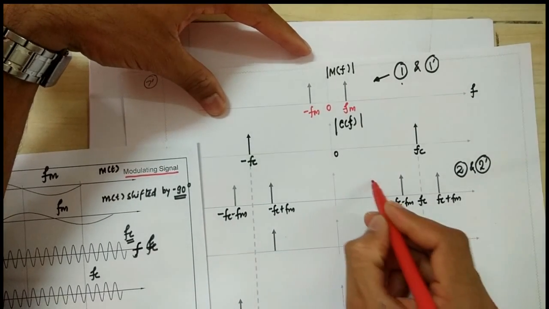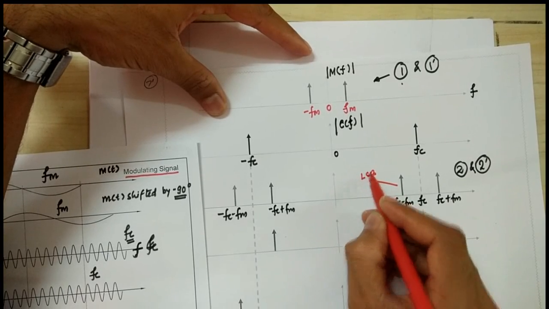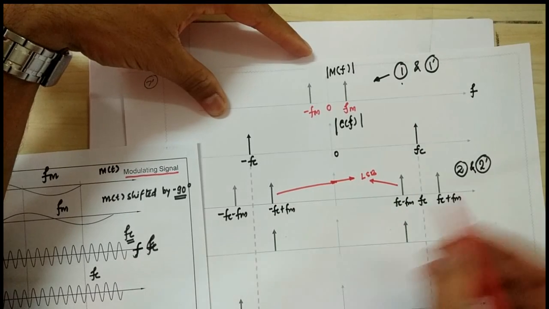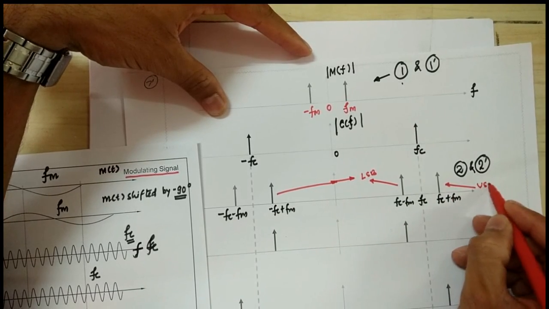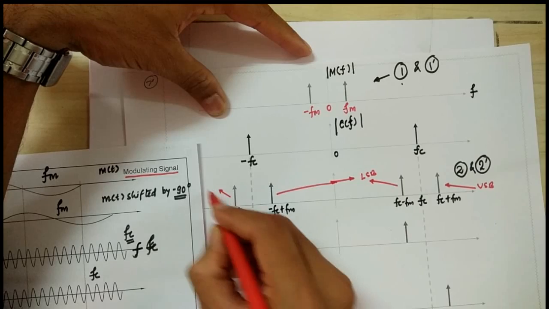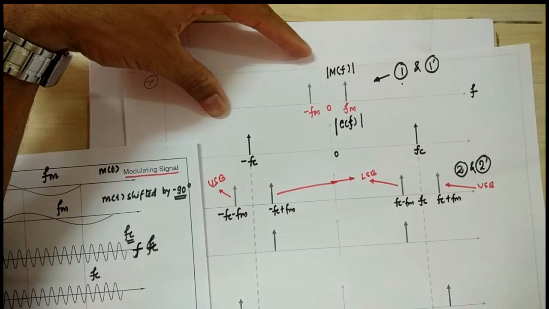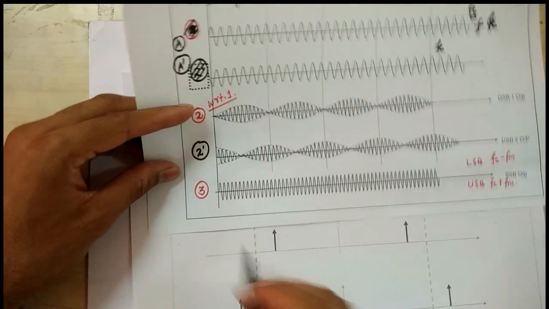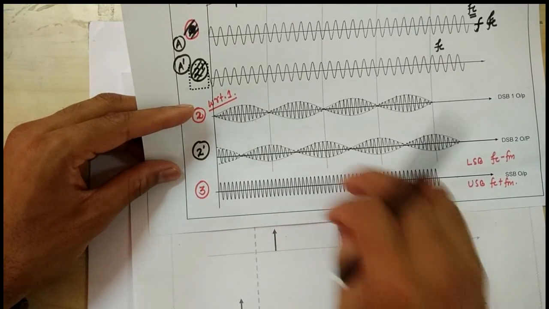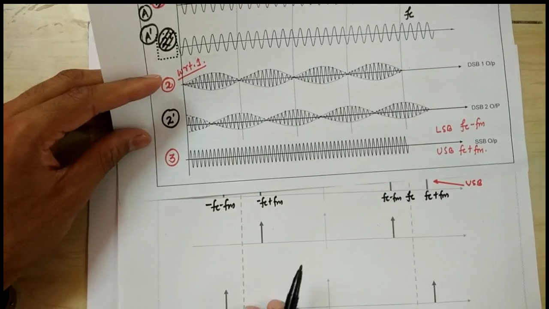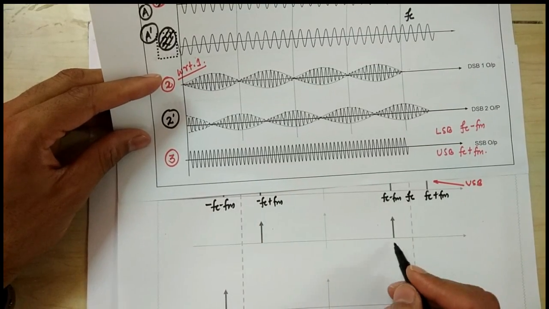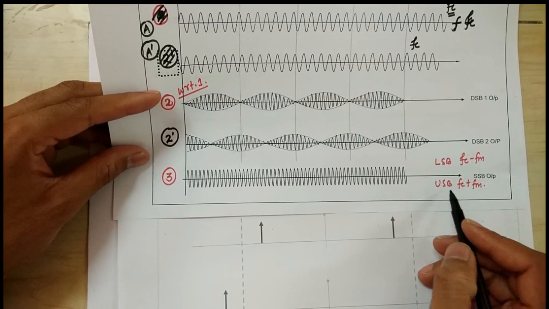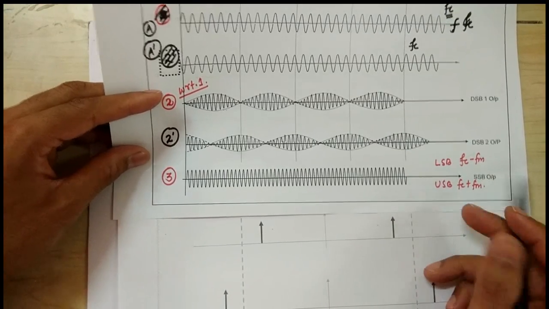So basically these two are my lower sideband. And this is the upper sideband. If you see point number 3, this is also a sine wave of constant amplitude. So again this is a sine wave, so we are going to get impulses. It can be the LSB frequency or the USB frequency, depending on the adder or subtractor in the block diagram.